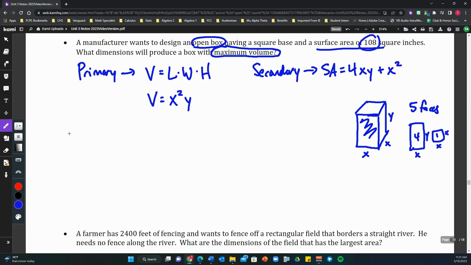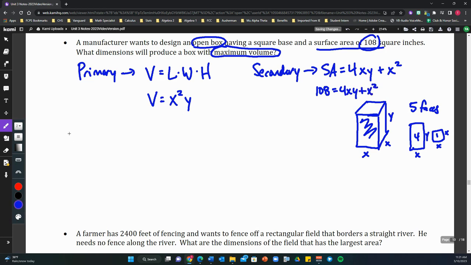So they told us a value for this. Again, if we didn't have this number, then we would be in the same boat with the secondary equation that we are with the primary. So I have to have a number for at least one of these variables to go in there. Otherwise, I couldn't do what I need to do. So I'm going to rewrite this as 108 equals 4xy plus x squared.